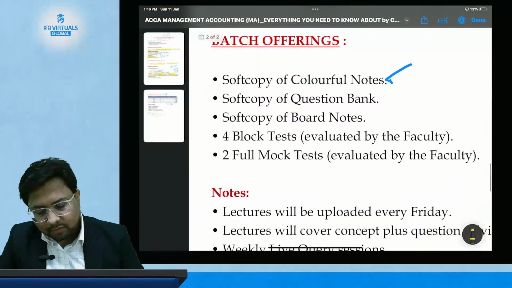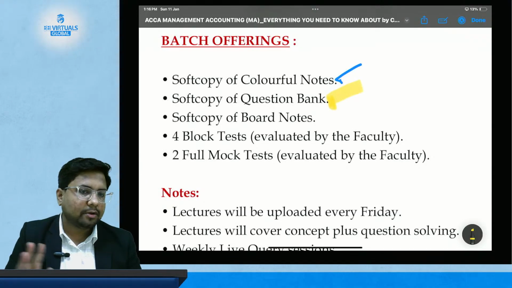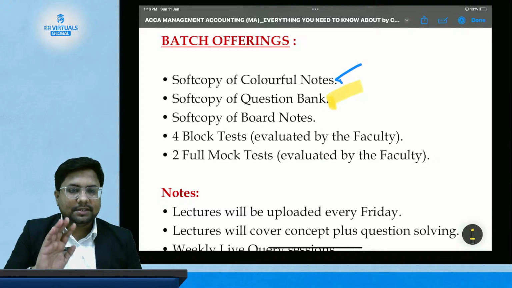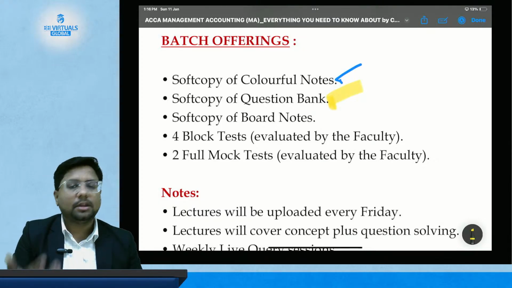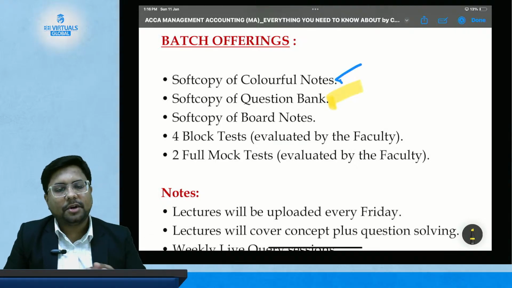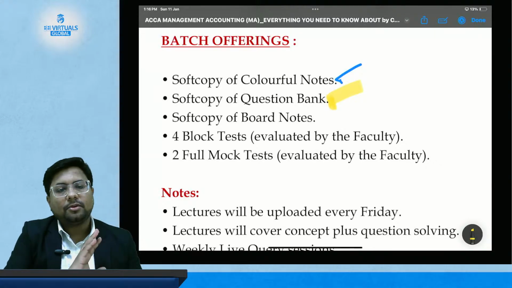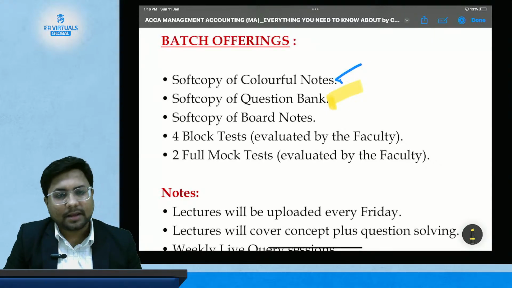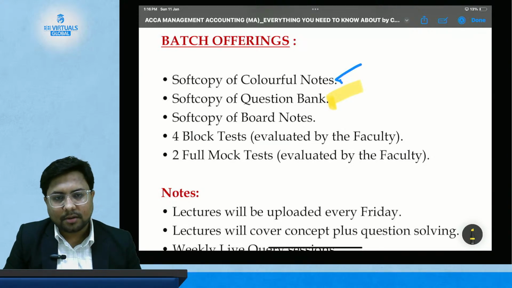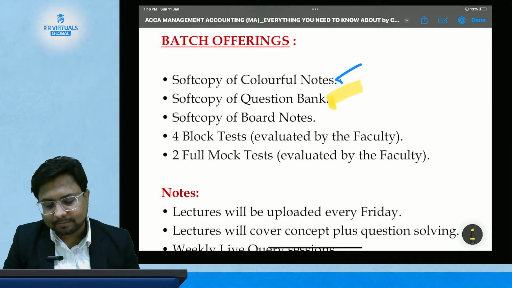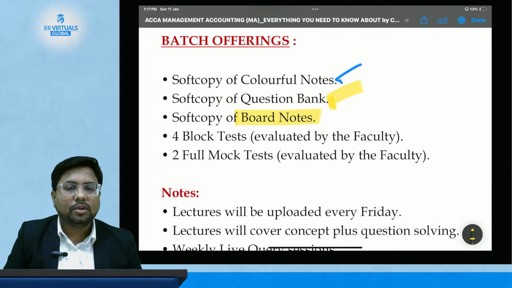Along with colorful notes, we are also going to provide you soft copy of the question bank. So we have prepared a question bank which has covered ACCA Study Hub, BPP and Kaplan. So you don't have to refer to questions from other material. We have covered all three materials in our question bank. If you solve our question bank, you will be able to score very good marks in your ACCA examination. So we are going to provide you colorful notes and question bank of the MA Accounting examination. Along with this, additionally, we are going to provide you soft copy of the board notes.